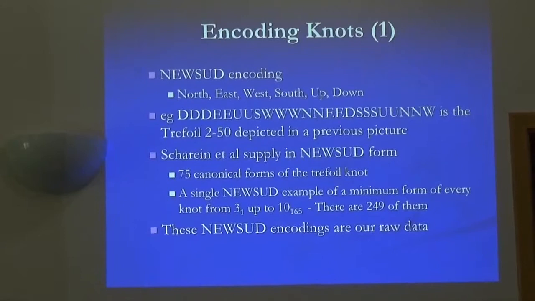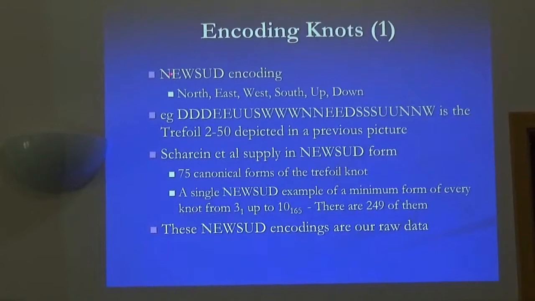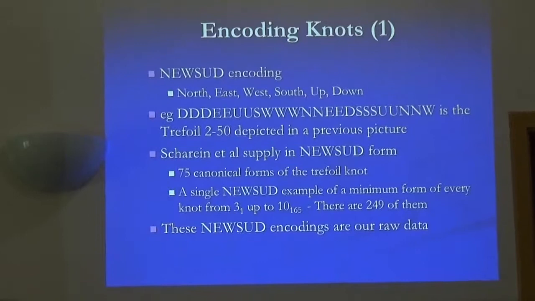And so, of course, it's easy to convert useful into binary because you just use a 3-bit encoding. So north might be 000, east might be 001, west might be 010, and so on. It's trivial to convert useful into binary. And that's what I did.